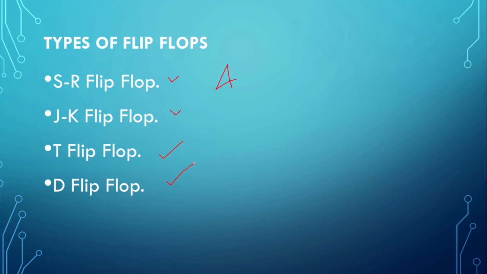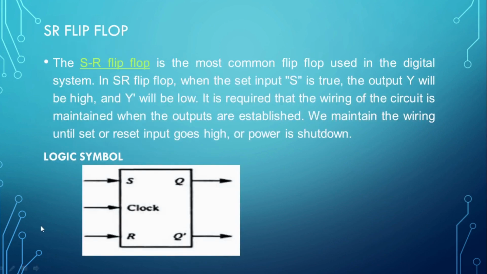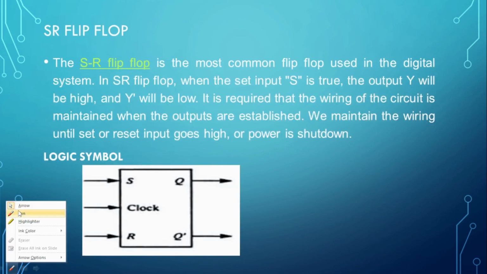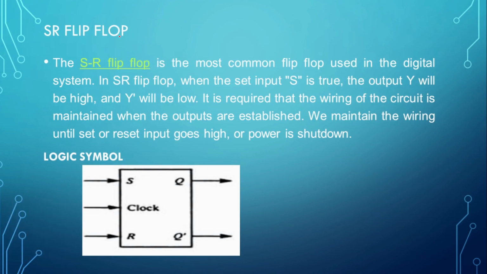In this video, I am going to explain the excitation table, truth table, logical circuit and characteristic equation of the SR flip-flop. First one is the SR flip-flop. The SR flip-flop is also known as the set-reset flip-flop. It has two inputs. One is S, that is set, and another one is R, reset.